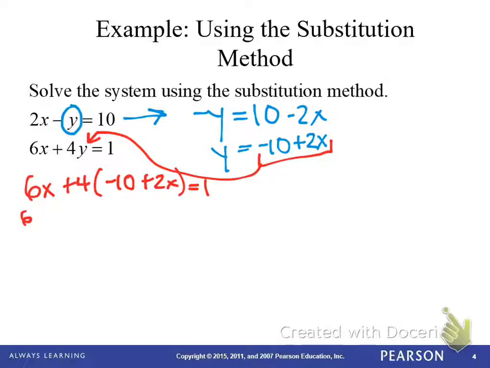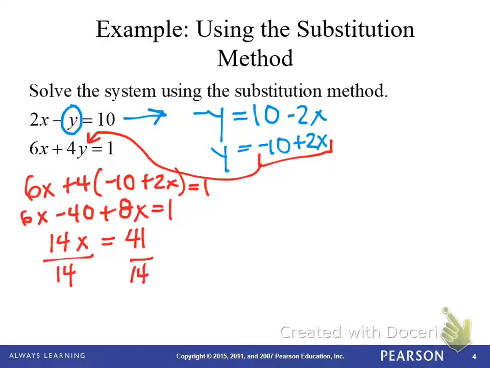And so then I have 6x minus 40 plus 8x equals 1. And so 6 plus 8 is going to be 14x will equal 41. Yes, fractions are going to happen. We work through them even when they're not our favorite. And so in this case, we will divide both sides by 14. And then I get that x equals 41 over 14.